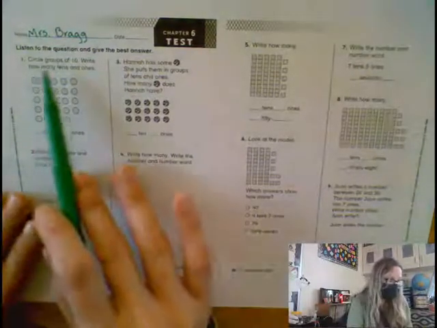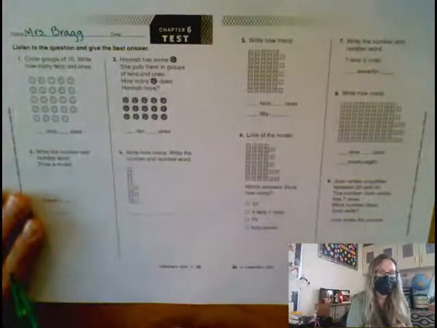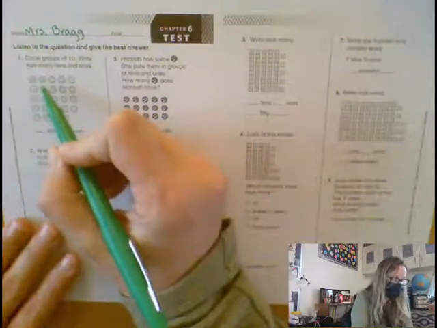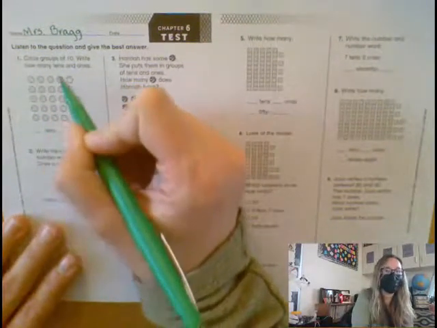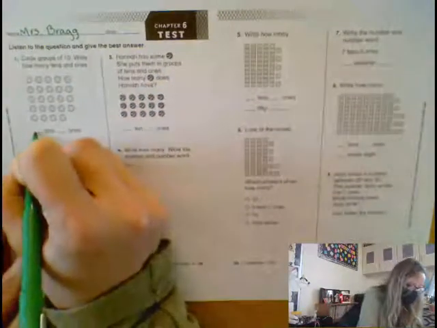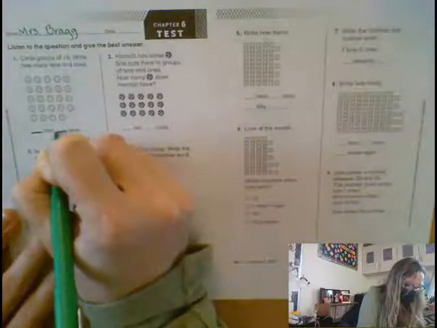Number 1 says circle groups of 10 and then write how many 10s and how many 1s. So just like we've done many, many times in our book, you'll go through and count. Every time you get to 10, you will circle. Count. When you get to 10, you will circle. If you don't have 10, those are your leftover 1s. You'll put how many groups of 10 you circled here and how many 1s you have left over there.